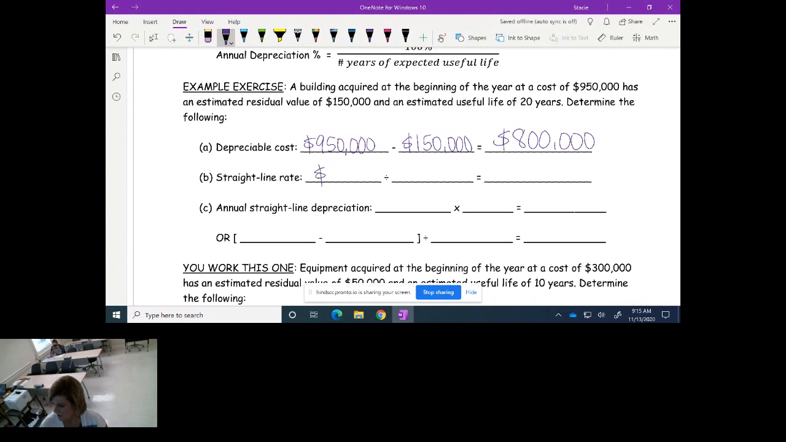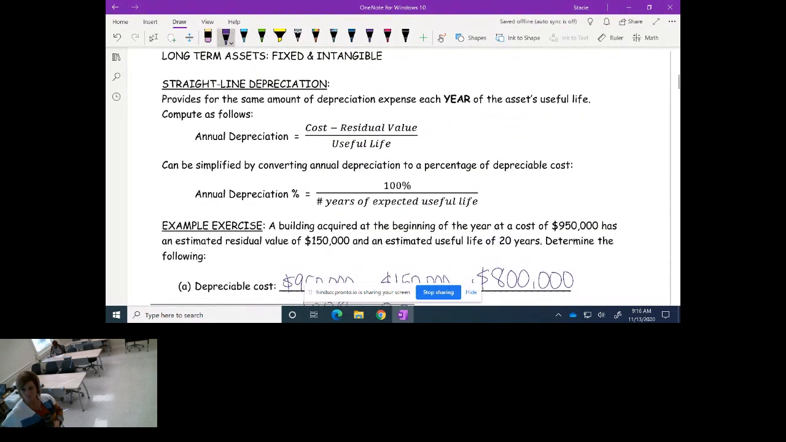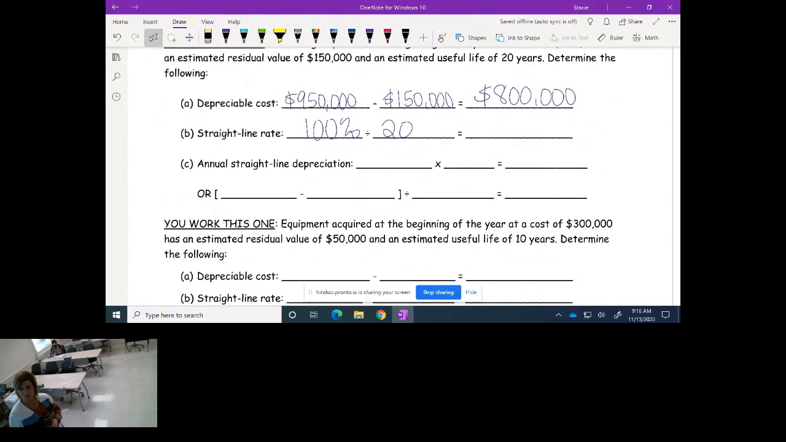So the straight line rate, we're getting the rate using the percentage. So 100% divided by 20 gives you what? 5%? I thought we were doing the straight line rate. The rate's the percentage, right? So if we take 100% divided by 20 years, what's the rate? 0.05 or 5%.